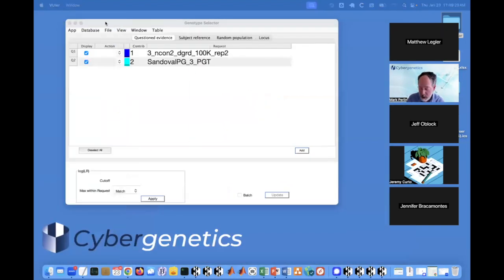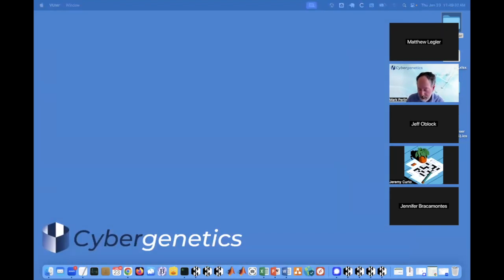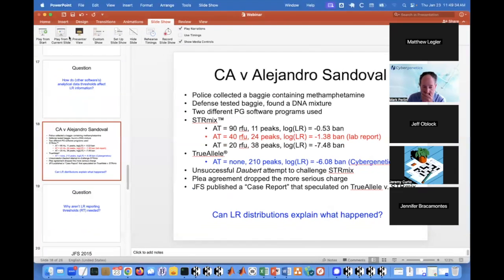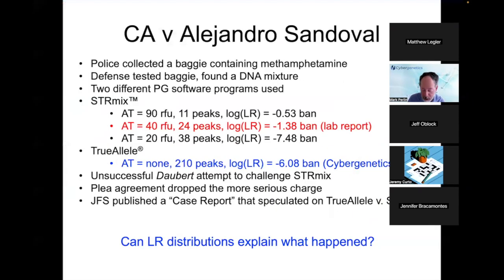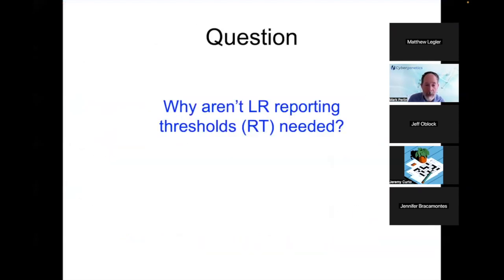Okay, so let's quickly do 2 things and then wrap up. We have the next question: why don't you need LR reporting thresholds, these RTs? Why don't you need them? And let's take a look. Next slide.